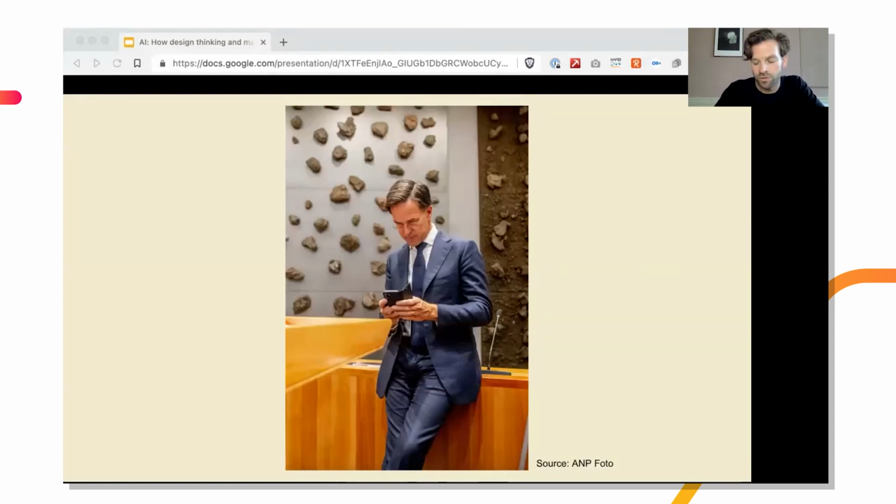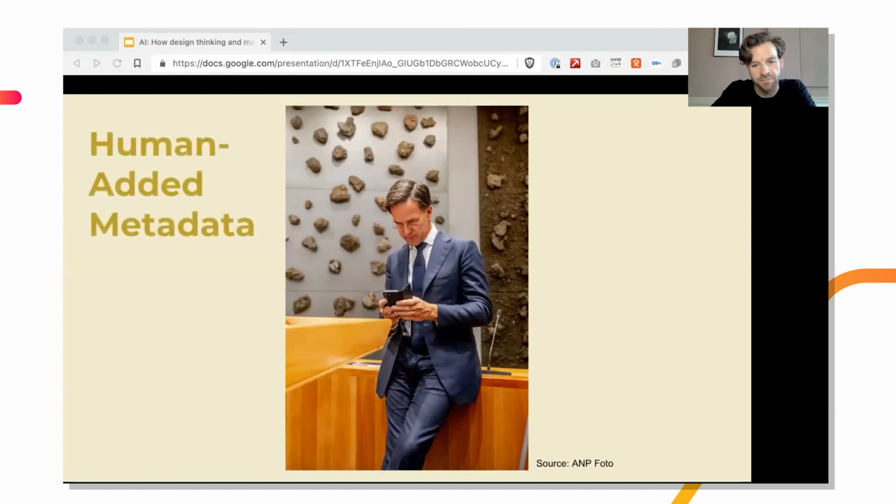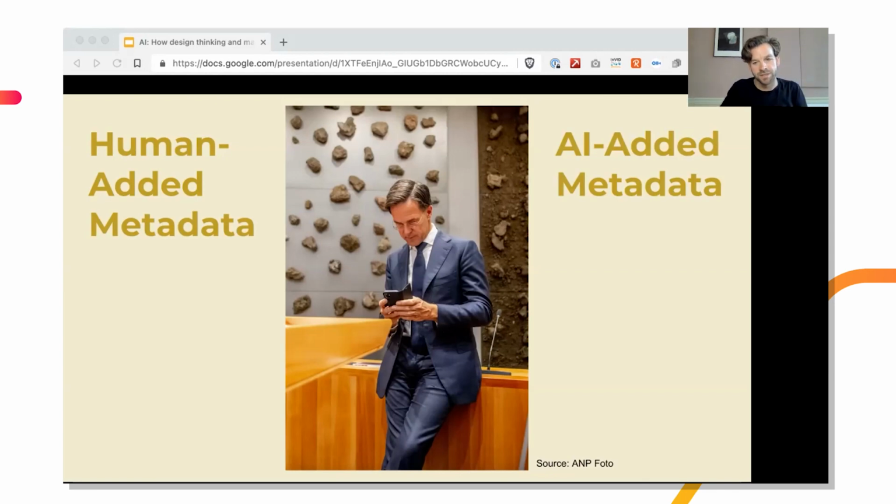But this photo is in the archive of the ANP. And what I want to show you is that there is human-added metadata to this picture and AI-added metadata. As we can already see, some of you added Mark Rutte, Premier van Nederland, so Dutch Prime Minister. I want you to think about what other words might have been added to this picture. It was taken 18 months ago, while the fuss about this very topic was just one month ago. So 18 months ago, what would you think humans would have added in the data set with this picture?